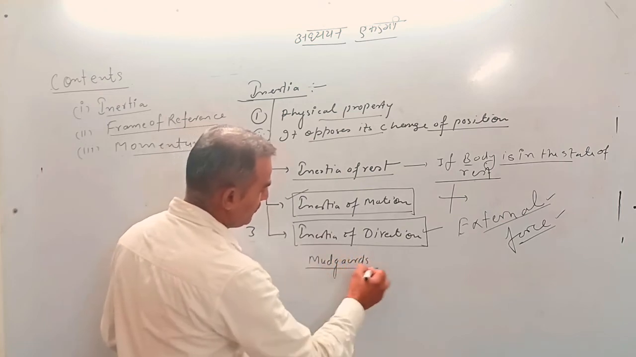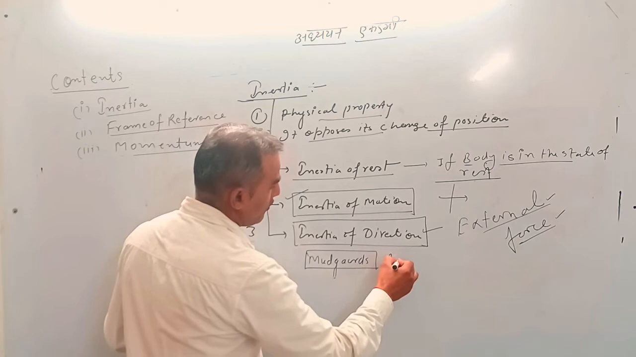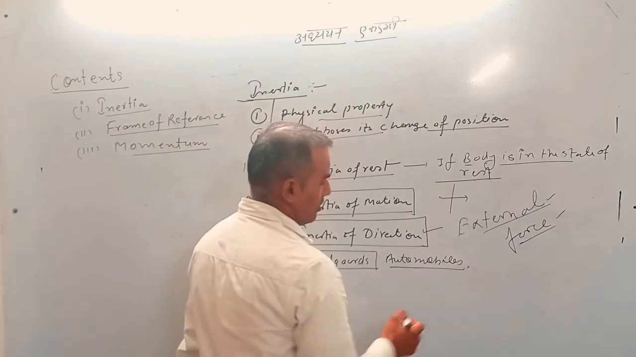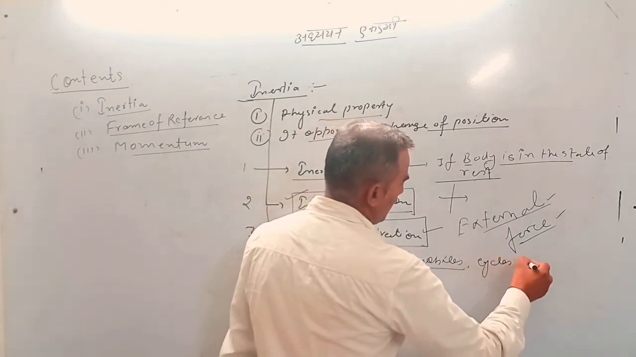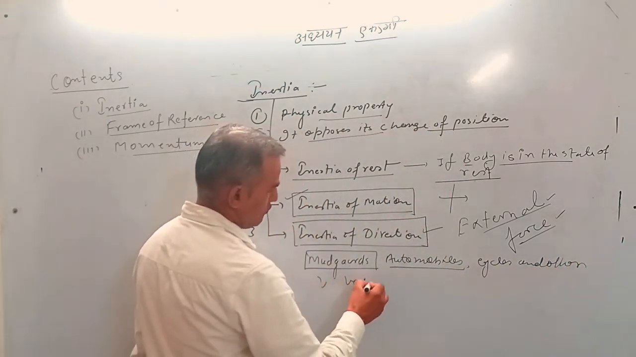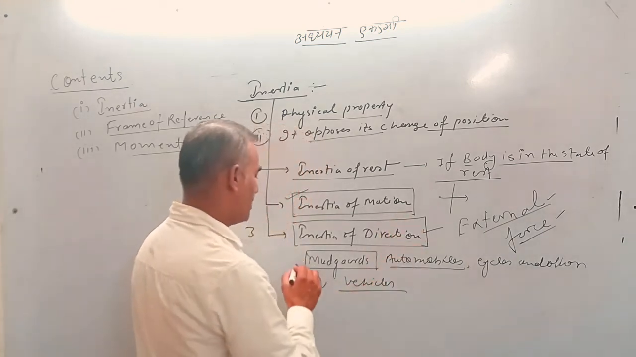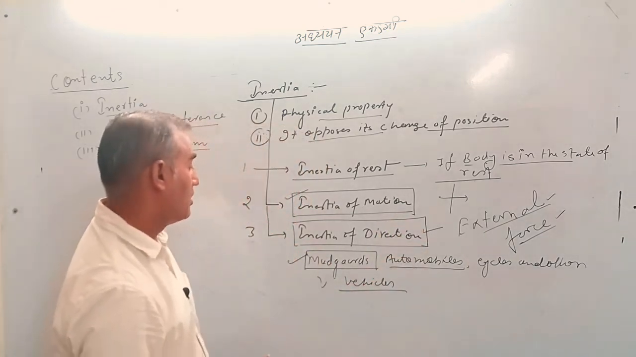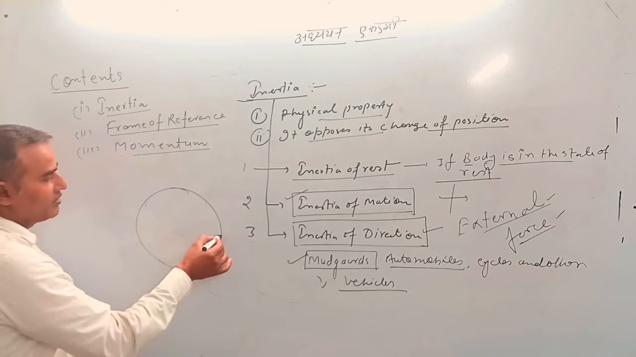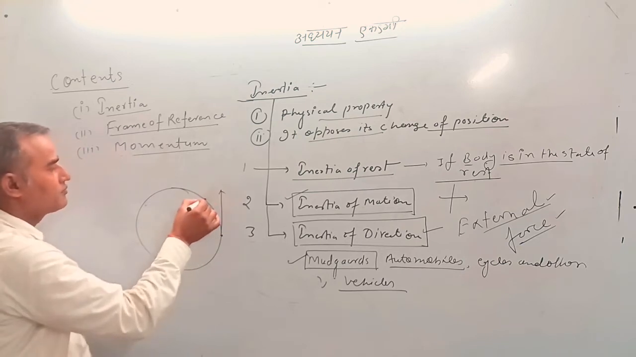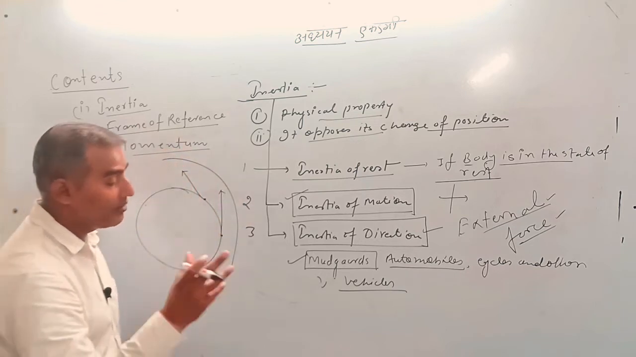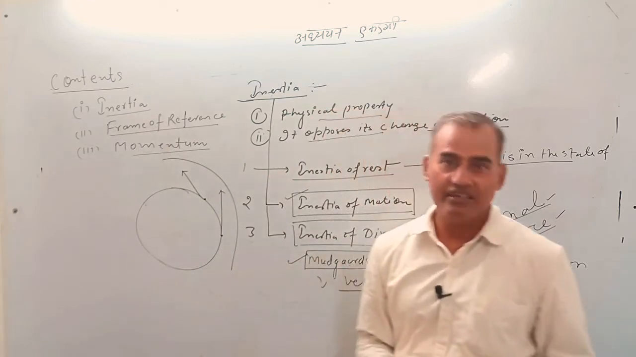Mud guards are used in automobiles, cycles and other vehicles. मड गार्ड यूज किया. मड गार्ड क्या होता है? When any particle is revolving on a circular track, the mud is thrown tangentially. So we use the mud guard to prevent the mud particles from reaching our clothes, etc.